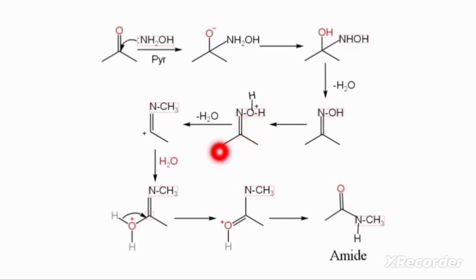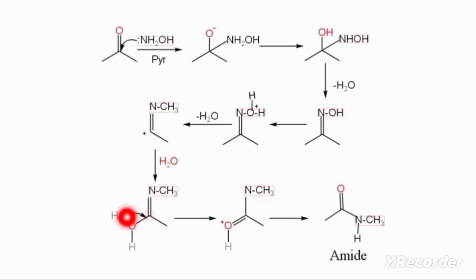What will happen in rearrangement? The group trans to the leaving group migrates toward the nitrogen. You can see here the CH3 group gets migrated towards nitrogen in the next step. So what has happened here? A carbocation is formed. This carbocation gets attacked by a water molecule. You can see here the lone pair on oxygen attacks here.